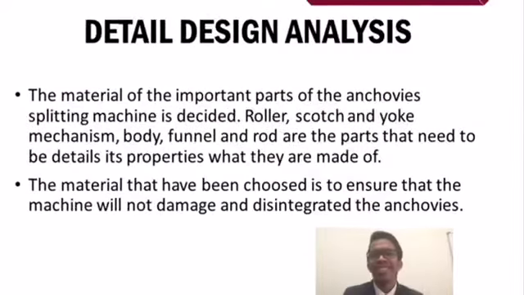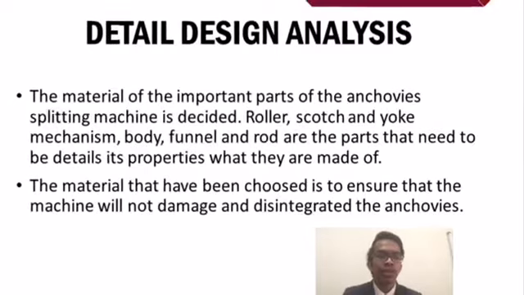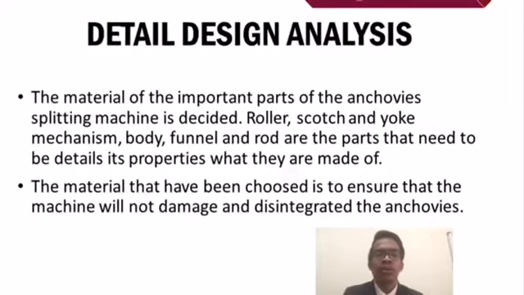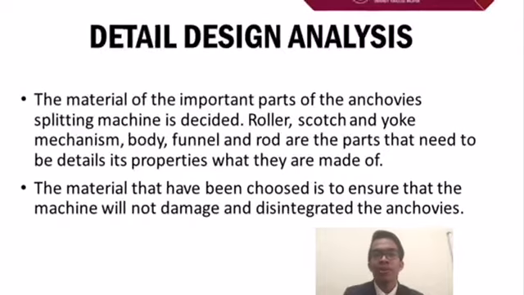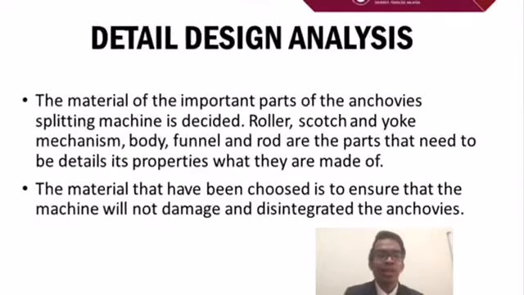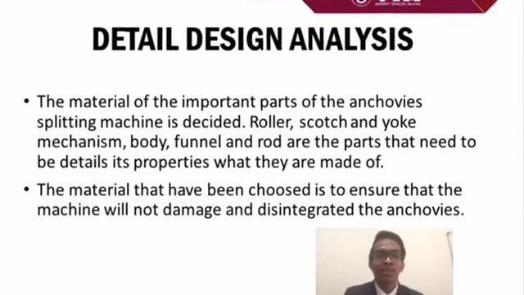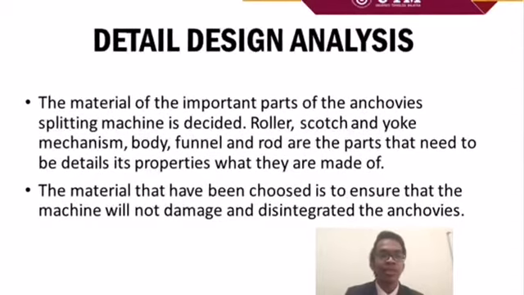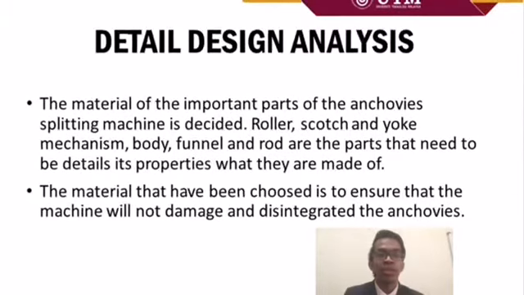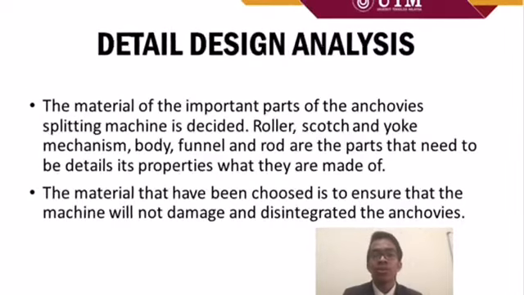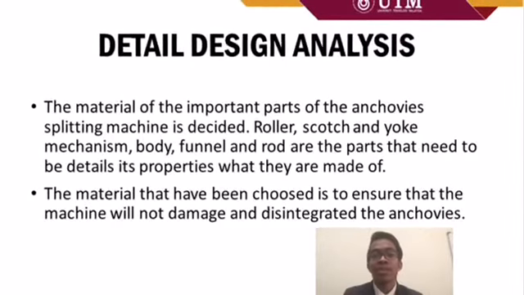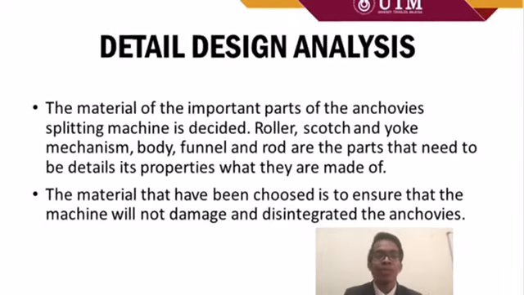Next, detailed design analysis. In this part, I will show all of you the materials that have been used in this machine. But it only covers the important parts such as the roller, scotch and yoke mechanism, body, and also the combination of funnel and rod. So we will know the parts and what materials they are made of.